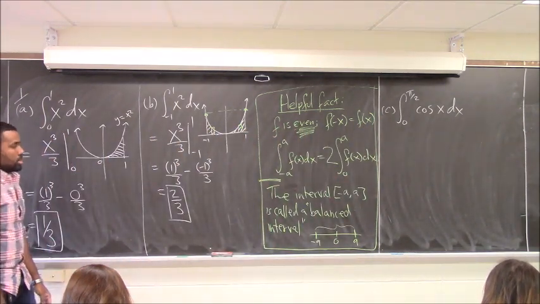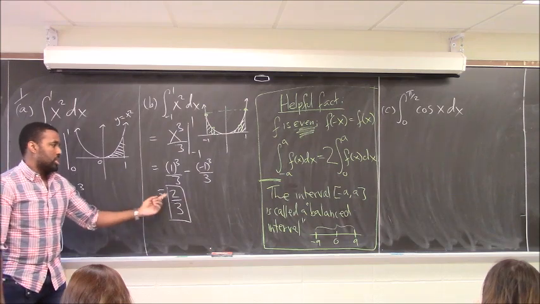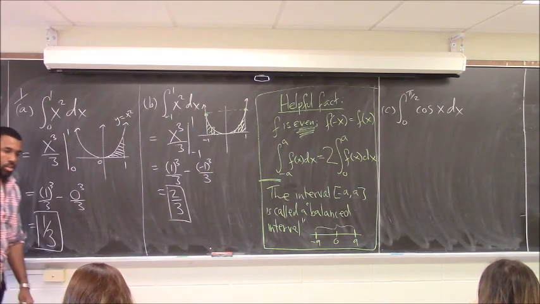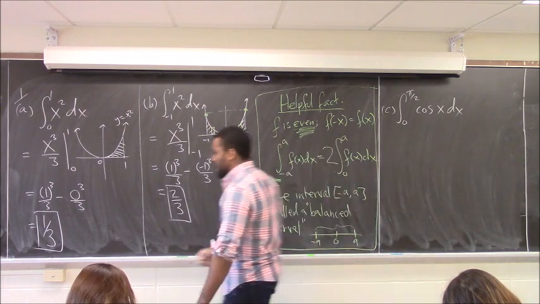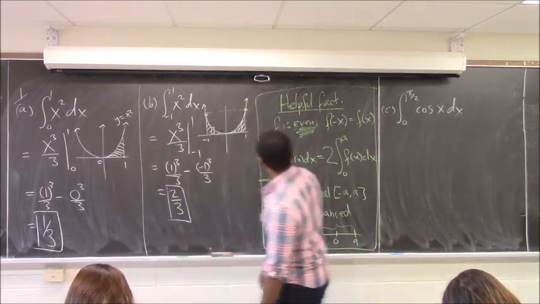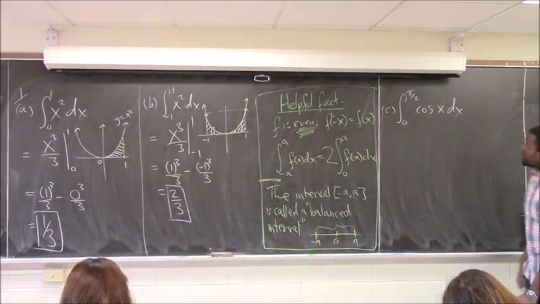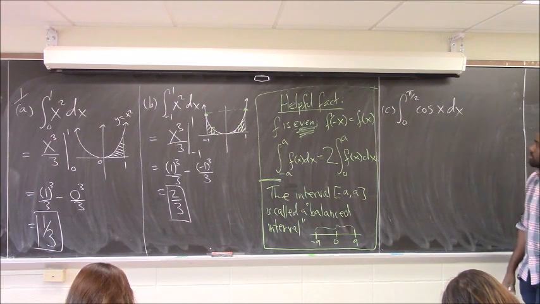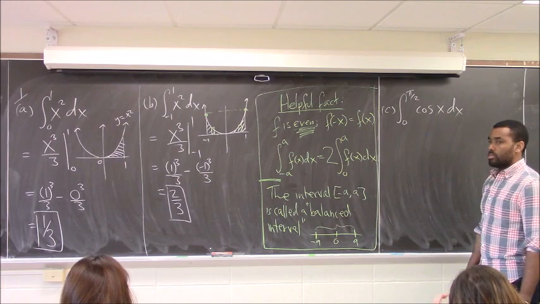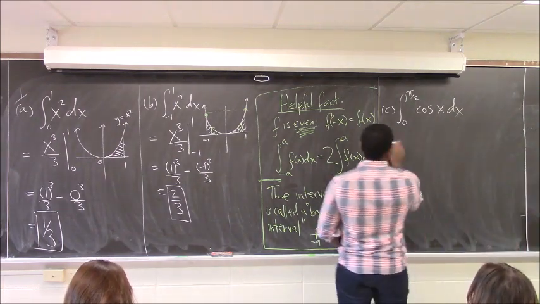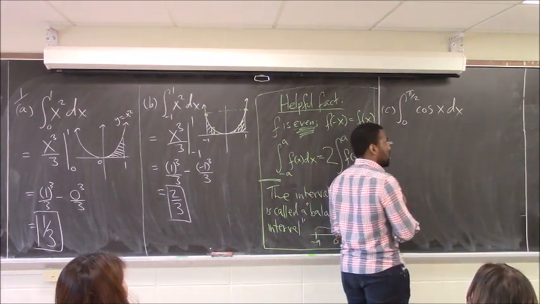So it's no coincidence that this is 2/3 and that was 1/3. In other words, this is a general fact with even functions. Now, let's move on. Let's look at this guy. So what's the antiderivative of cosine? Yeah? Negative sign. No, that's the derivative of cosine.